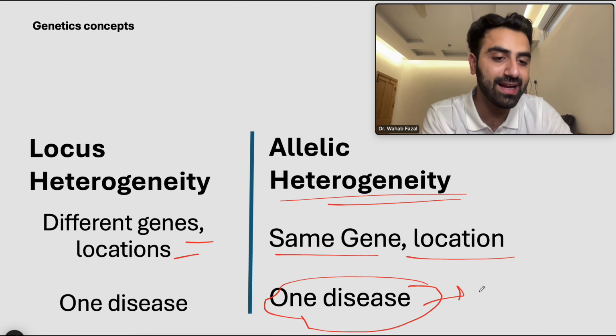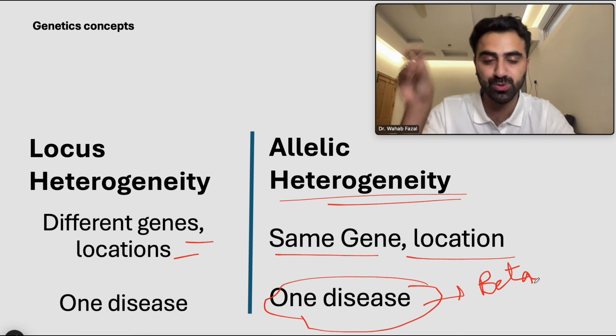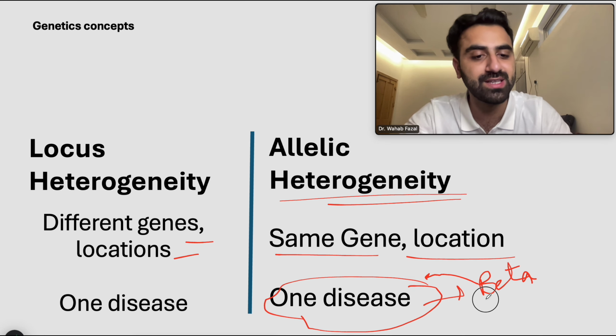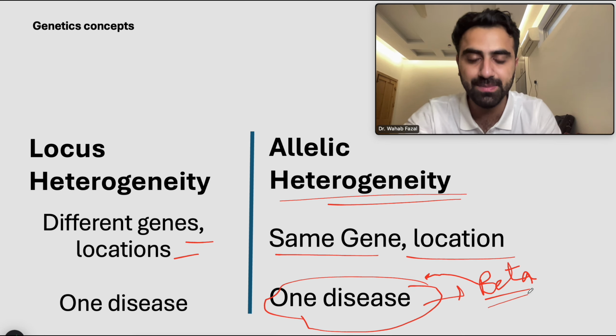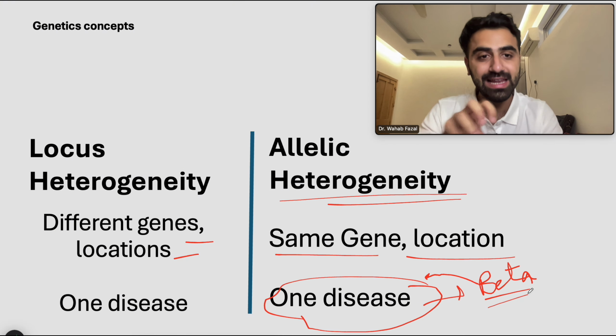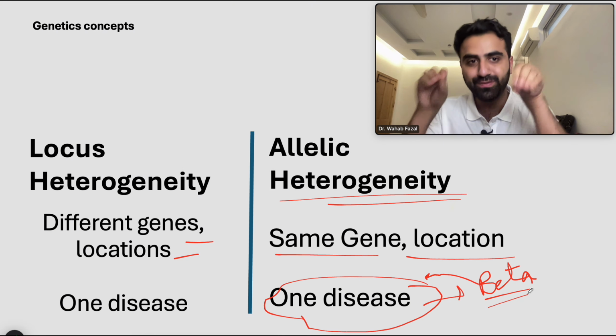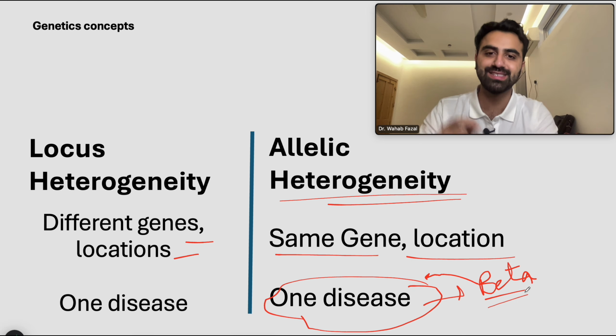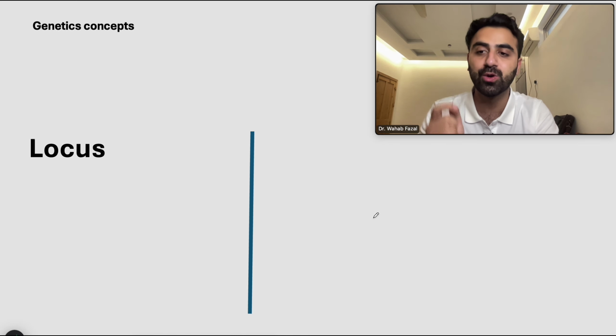An example of that is beta thalassemia. We know that there are multiple different types of beta thalassemia mutations which occurred in that particular gene, and they all result in different variants of the disease or the same disease, which is beta thalassemia. So that is an example of allelic heterogeneity. The different alleles of the same gene, different types of alleles, have the potential to cause the same disease. That is the concept of allelic heterogeneity.